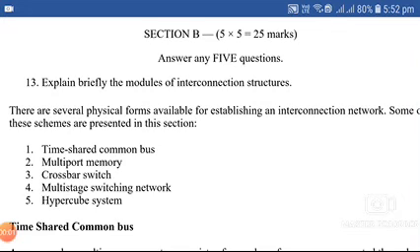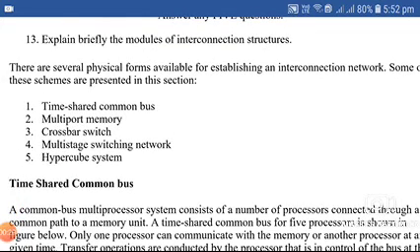Next, Part B in the April 2016 Computer Architecture University question answers. The first question is, explain briefly the modules of interconnection structures. There are several physical forms available for establishing an interconnection network. They are: number 1, time shared common bus, multi-port memory, crossbar switch, multi-stage switching network, hypercube system.